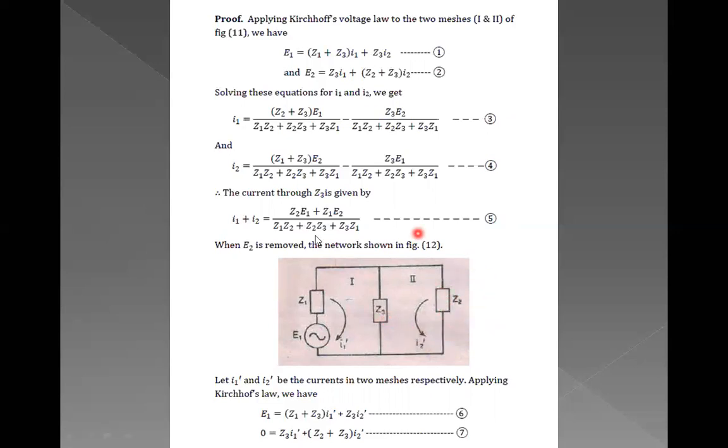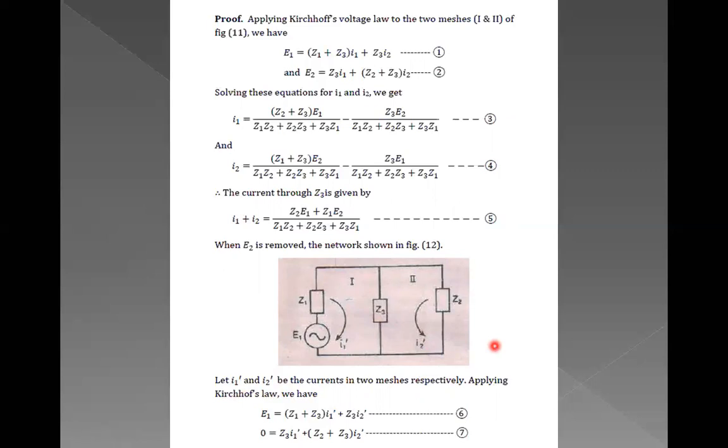So this is how the new circuit can be drawn, and the direction of the current is the same as in the main circuit. Here we have labeled the new currents as I1 dash and I2 dash. Now let I1 dash and I2 dash be the currents in the two meshes respectively. Now apply Kirchhoff's voltage law to this new circuit diagram, figure 12, as we labeled it.